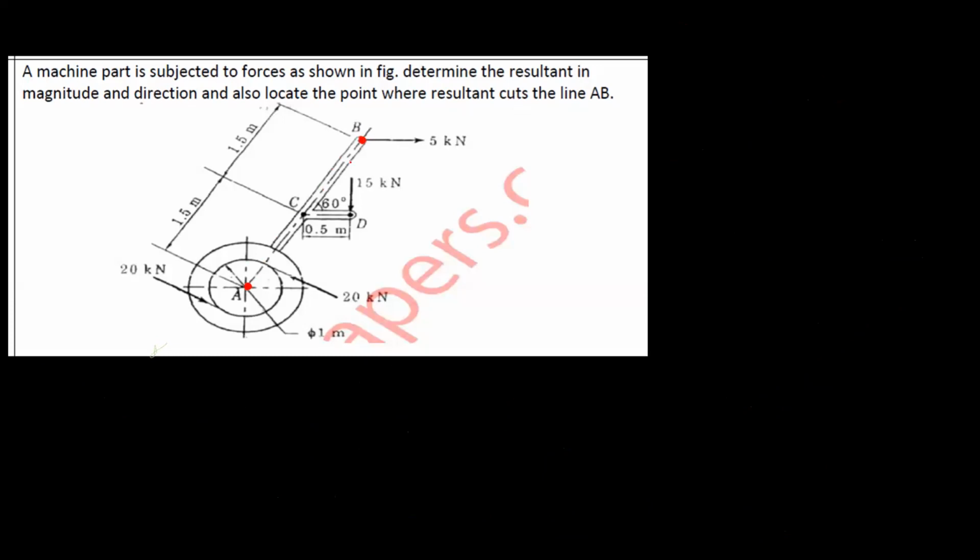Okay. So in the problem, we have 5 kilonewton in the X direction, then this 15 kilonewton in the Y direction, and two forces inclined with the X and Y direction. One is 20, and the second is also 20 kilonewton. Its angle is not given, but you can find this angle from the 60-degree angle. So this line AB is inclined with the x-axis, or the horizontal, by the same angle, 60 degree.